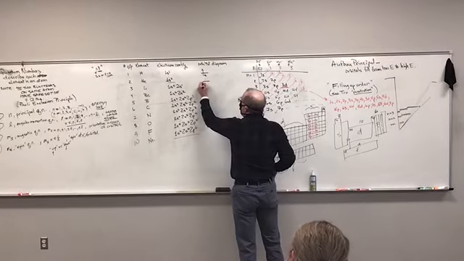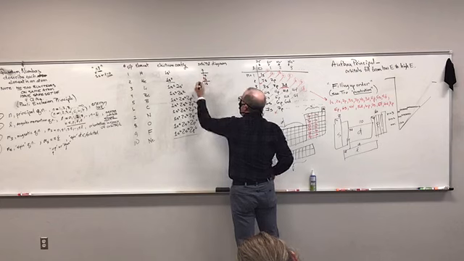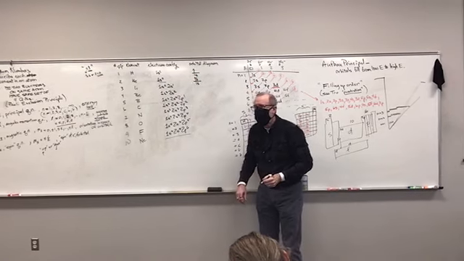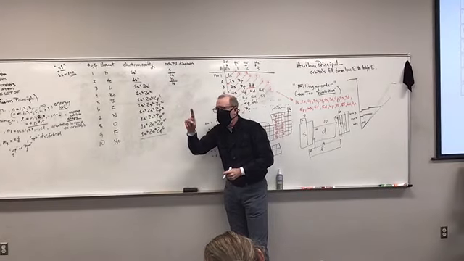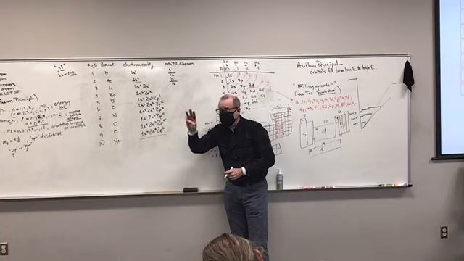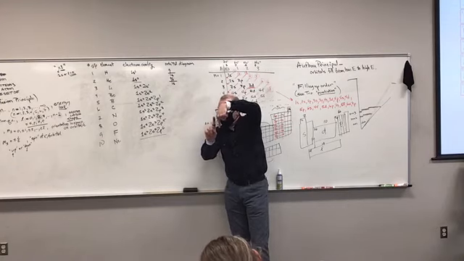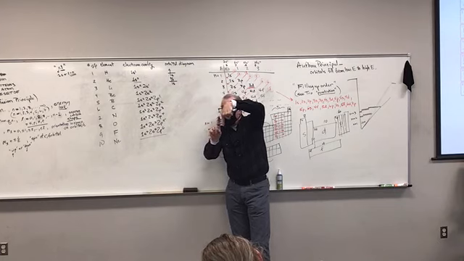Here's helium. 1s. 1 spinning up, 1 spinning down. They're in the same orbital, so they have the same N, the same L, the same M sub L. What's the difference? 1 is M sub S plus 1/2, spins up. 1 is M sub S minus 1/2, spins down.